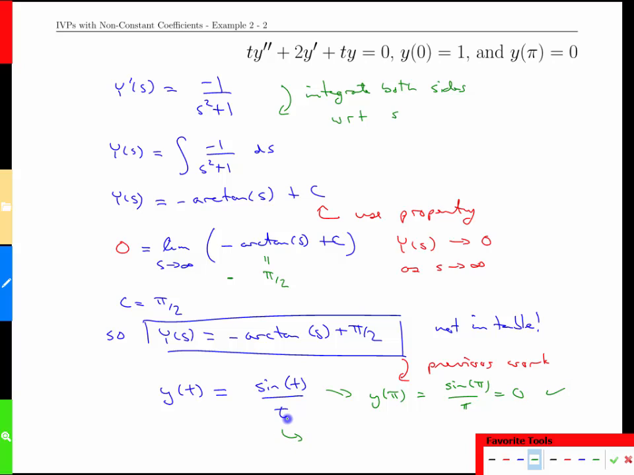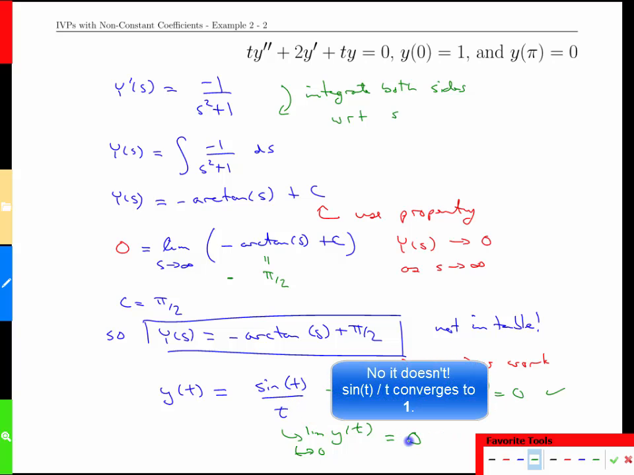Notice on the 0 end of things, though, we can't actually evaluate y of 0. So the best we can do is take a limit as t approaches 0. And that would be the value of sine 0 over 0, which, if you use L'Hopital's rule, works out better than you'd expect and actually gives you a 0 value as well.